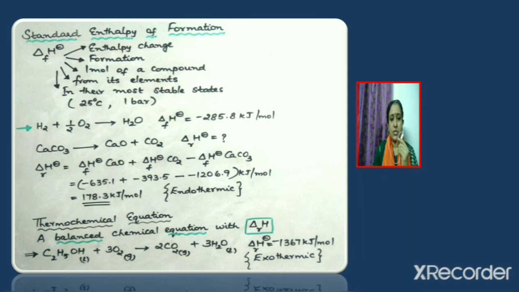Now consider the equation C2H5OH, that is ethanol, plus 3O2 gives 2CO2 plus 3H2O. This is the balanced chemical equation showing the combustion of ethanol. Delta H naught R value is given to be minus 1367 kilojoules per mole. Now what is the sign associated with delta H naught R? It is negative. Negative sign shows that energy is released. Or we can understand that combustion of ethanol is an exothermic process.